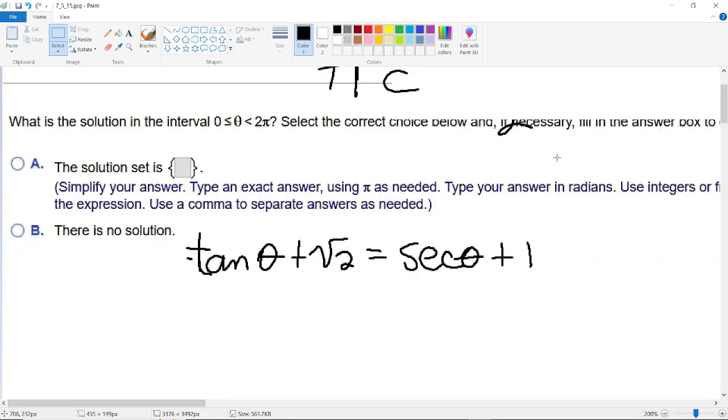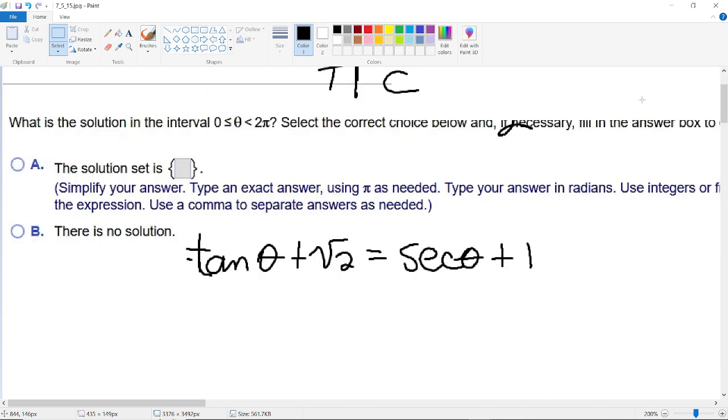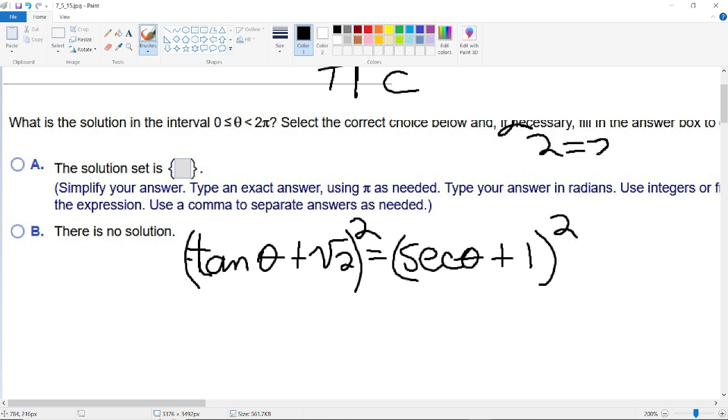So let's continue. We have tangent theta plus square root of 2 equals secant theta plus 1. All I did was add 1 to both sides. Now I'm going to square both sides. You can always square both sides of an equation or cube both sides. Raise both sides to the same power and it will remain equal. Here's an example: if I have 2 equals 2, well then 2 squared, which is 4, equals 2 squared, which is 4. So I can always raise both sides to the same power. So what does this one come out to?